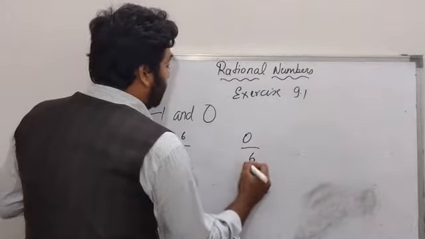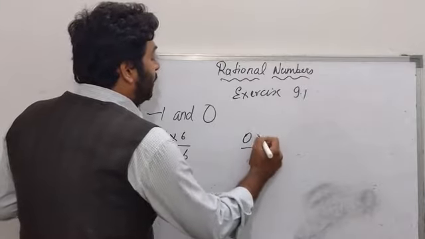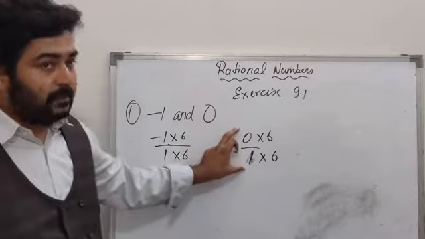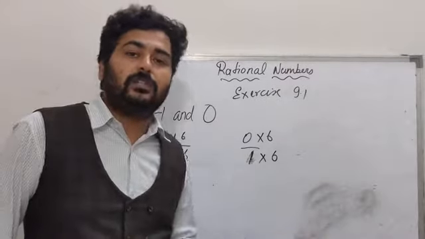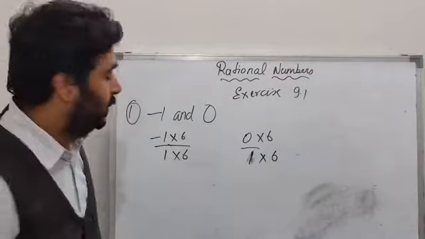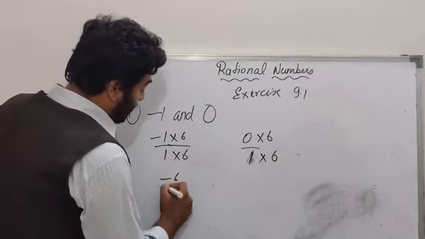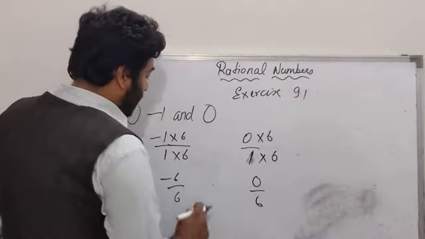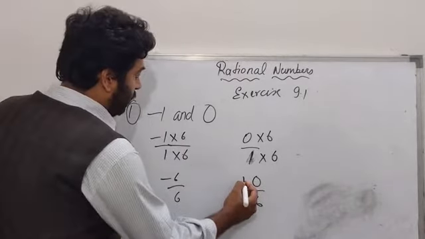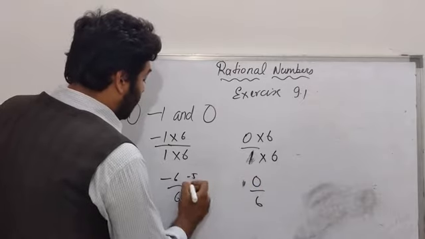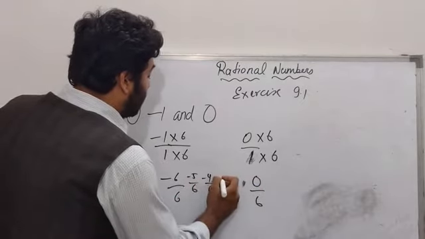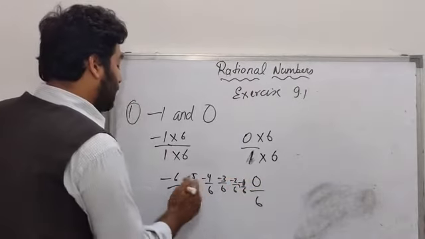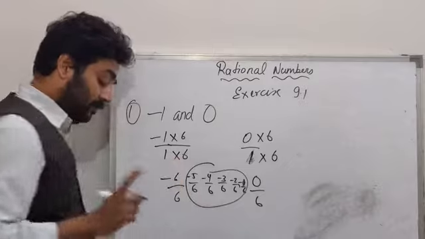Now 0 को हम क्या लिख सकते हैं? 0 by 1. So we will also multiply it by 6. अगर आपके पास रैशनल नंबर है, अगर आप सेम नंबर से मल्टीप्लाई ऊपर नीचे कर रहे हो तो ये आप कर सकते हो. इसके लिए आपको कोई रोकेगा नहीं. सो ये हो जाएगा -6 upon 6 और ये 0 upon 6. अब इसके बीच में हमें 5 रैशनल नंबर मिल जाएंगे. कौन कौन से? -5 upon 6, -4 by 6, -3 by 6, -2 by 6, -1 by 6. ये हमें 5 रैशनल नंबर मिल चुके.